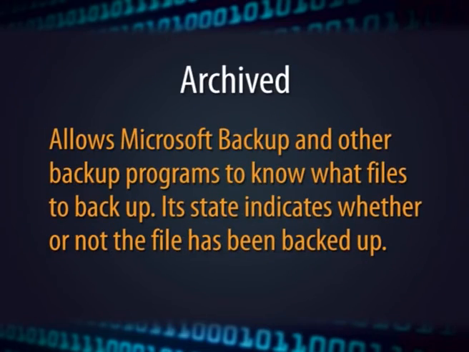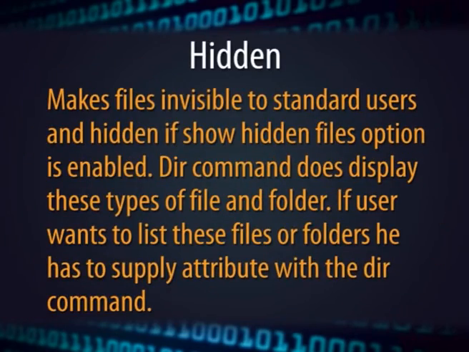Second is archive. This allows Microsoft Backup and other backup programs to know what files to back up. Its state indicates whether or not the file has been backed up. Third is hidden. Hidden makes files invisible to standard users, unless the show hidden files option is enabled. The dir command does not display these types of files and folders. If the user wants to list them, he has to supply the attribute with the dir command.